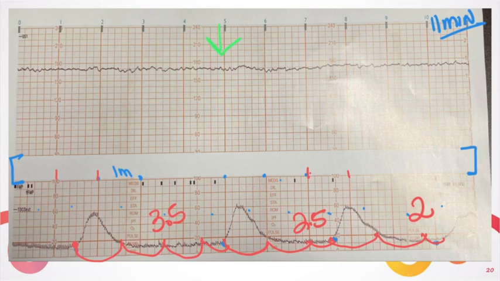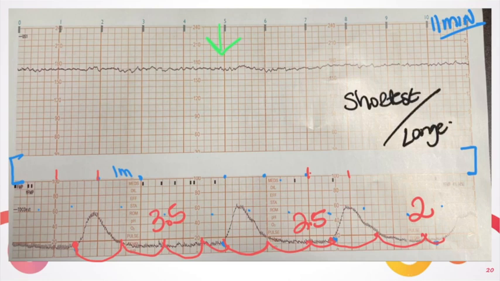So what does that mean? How do you document that? It's always a fraction. You put the shortest over the longest. So for the frequency of the contractions on this patient in these 11 minutes, the shortest is 2, so 2 is on the top. The longest is 3.5. So in this small segment, this patient is contracting every 2 to 3.5 minutes.